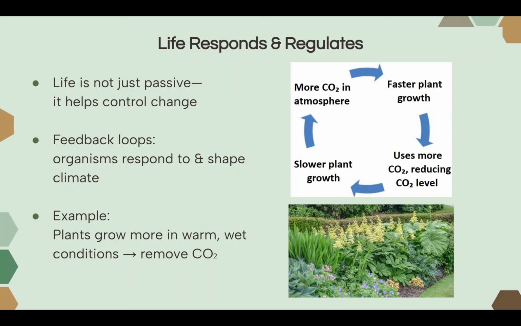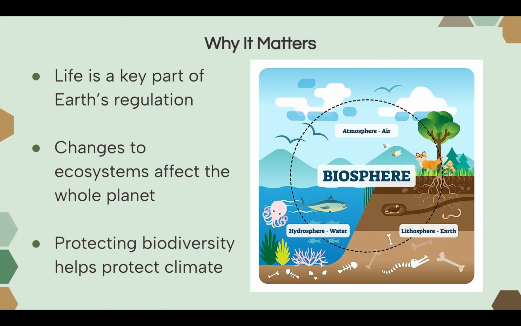And this could lead to slower plant growth because there's less carbon dioxide, and this can lead to more carbon dioxide in the atmosphere. But if that happens, then the faster plant growth from that will reduce the carbon dioxide level again. So these feedback loops, these cycles that the Earth system goes through, are directly related to the involvement of living beings, the biosphere. Why does this matter?